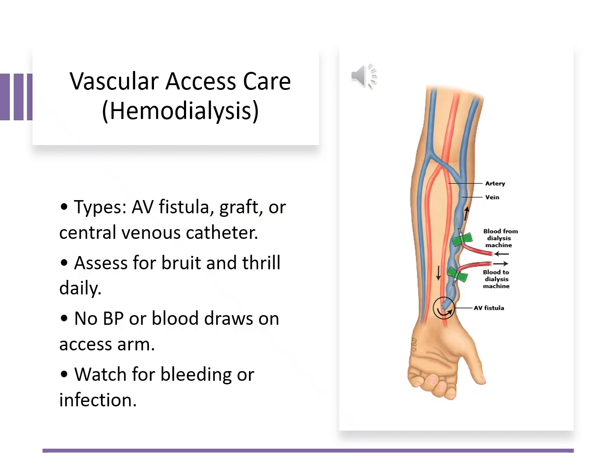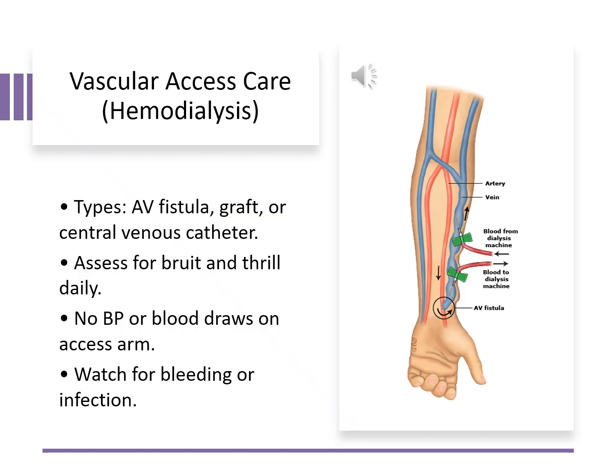Okay, so again, here is your vascular access care for hemodialysis. This is a picture of an AV fistula or a graft. This is where you can see the artery and vein come together. Those two little green things are the needles for the dialysis machine. They'll place those needles directly into the vein of that AV fistula.